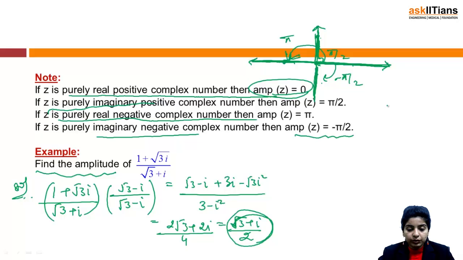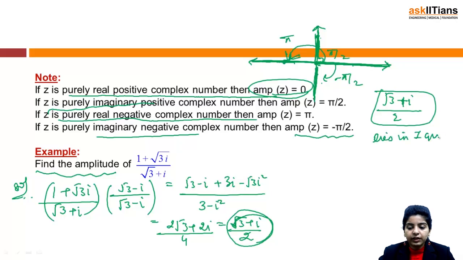So this is the required complex number, and we are required to find out the amplitude. As we have discussed, this is my complex number. For the amplitude of z, first of all it lies in the first quadrant, because a and b both are positive. You can see a is root 3 by 2 and b is 1 by 2, both are positive, so it lies in the first quadrant.